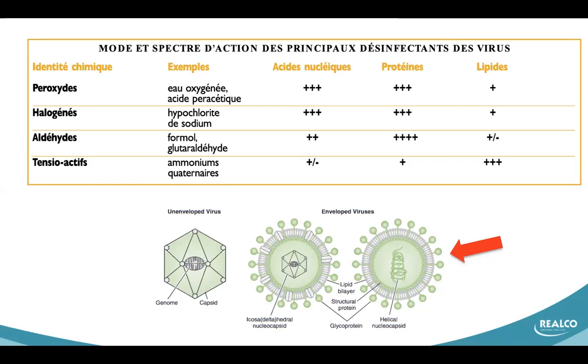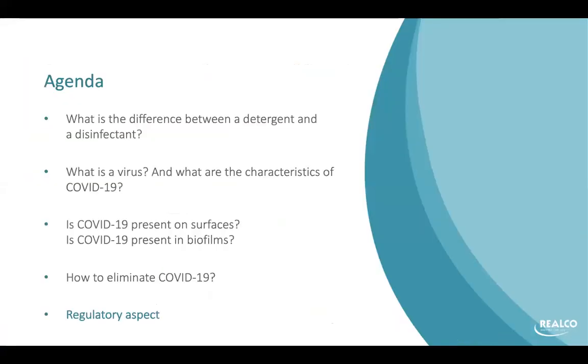And considering the different agents, for example, peroxides, halogens, and aldehydes will act more on the genome or the proteins. But in contrast, quaternary ammoniums or other surfactants will act more on the lipidic layer. So in this case, we will remove the COVID-19 from the surfaces. So the last part is about the regulatory aspect, and I give the floor to Laurent.